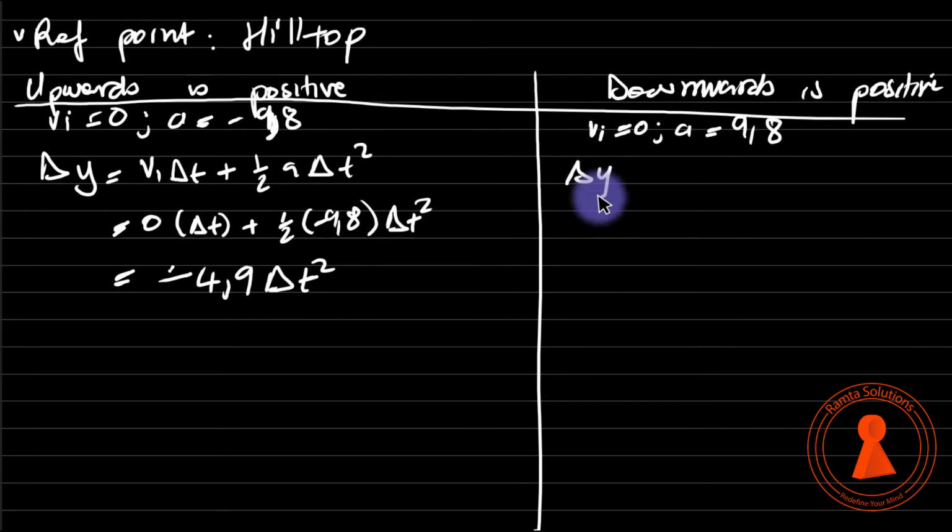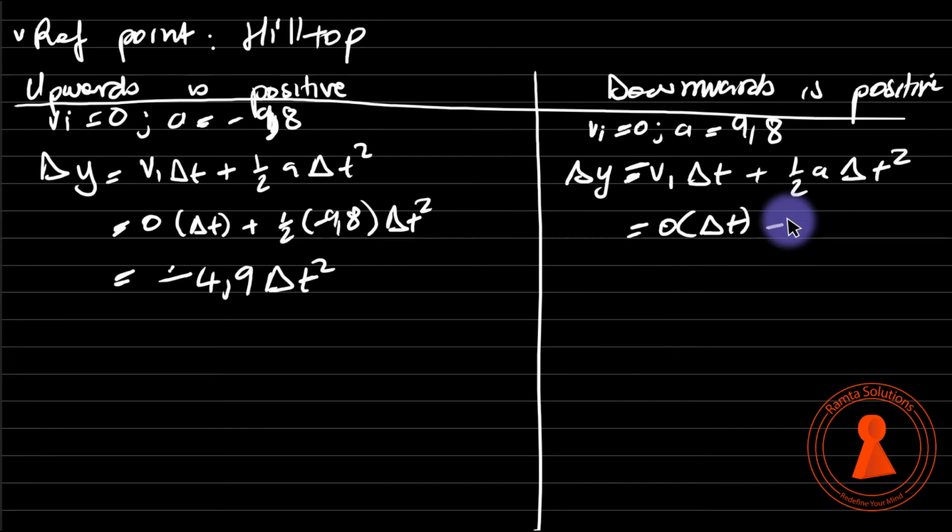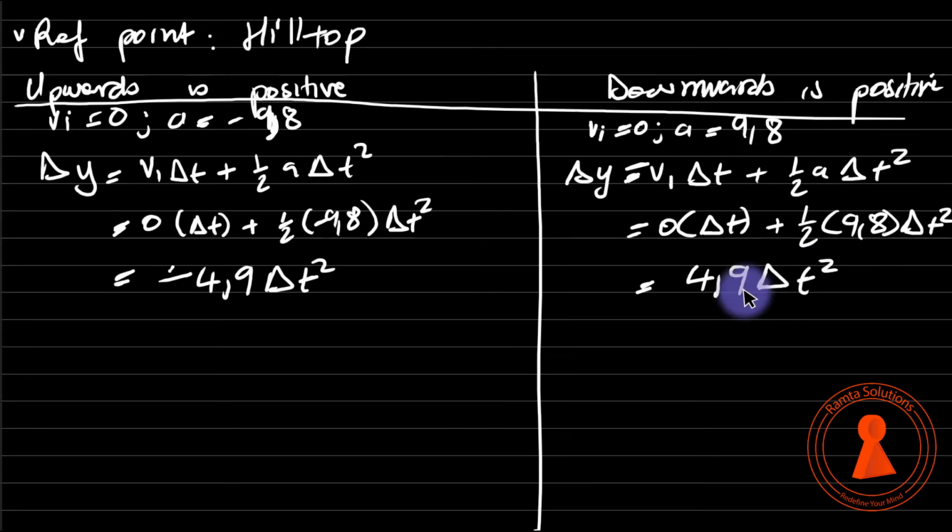Now here again, delta y equals vi delta t plus half a delta t squared, which is 0 times delta t plus half times 9.8 delta t squared, so 4.9 delta t squared. The first is a negative parabola, so it must be frowning. This one is a positive parabola, so it must be smiling. We said the reference is the hilltop.